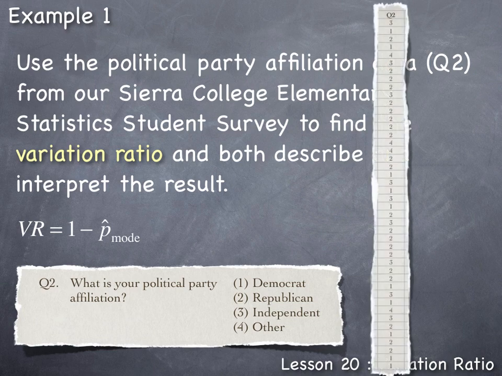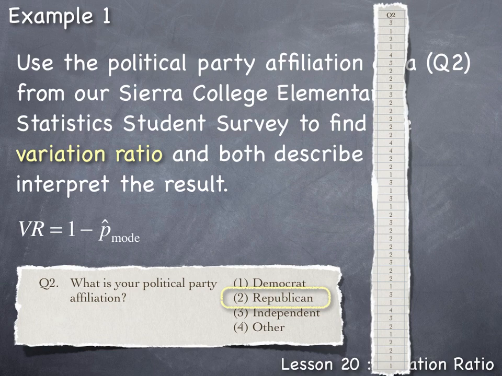The mode is the most frequently occurring data value. So looking through the data at question 2, we could see that it's all coded with numbers, and the most frequently occurring number is the 2. The code number 2 refers to the Republican Party. So the Republican was the most frequently mentioned political party affiliation of Sierra College Elementary Statistics students, making it the mode.